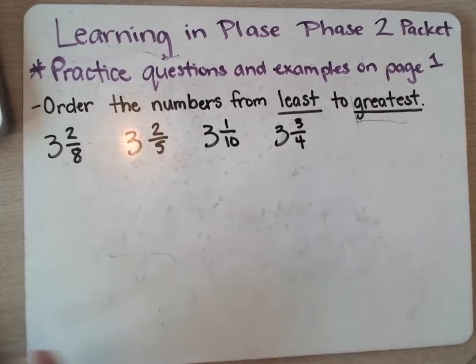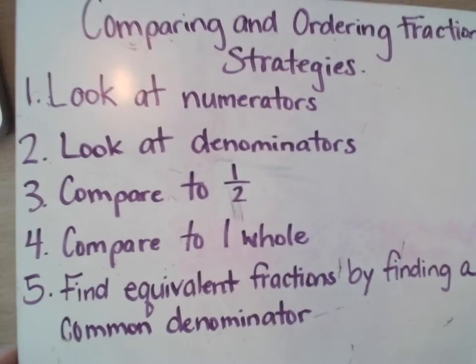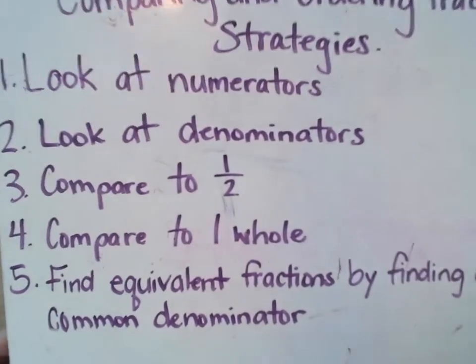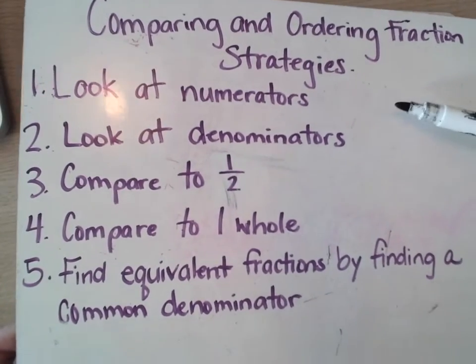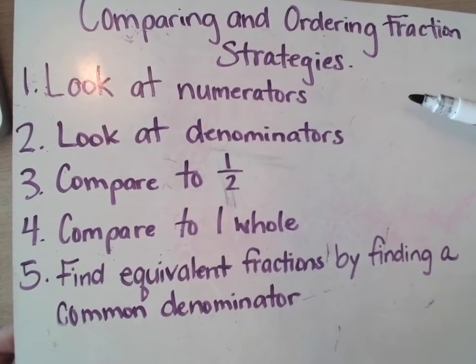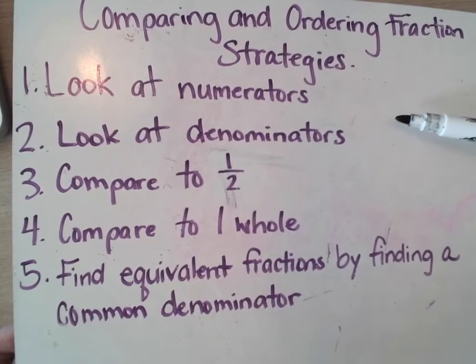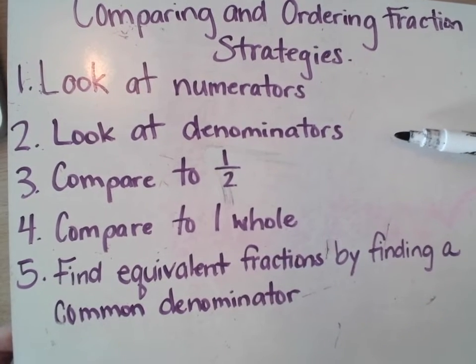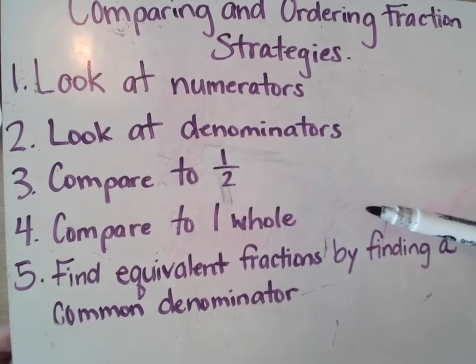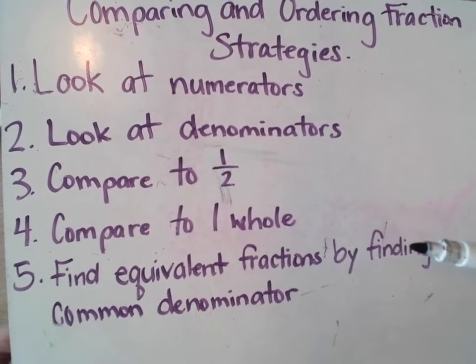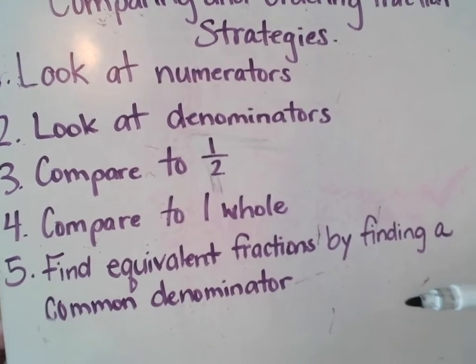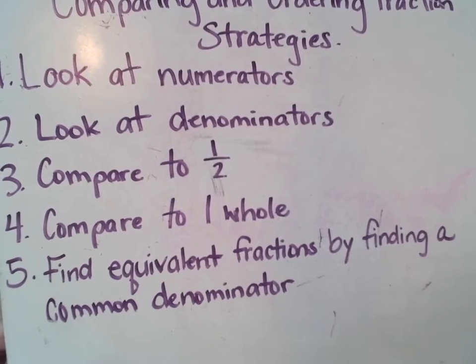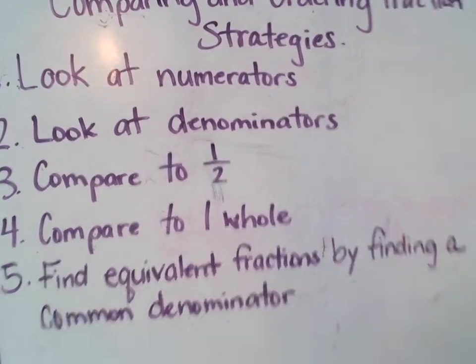So let's review our comparing and ordering fraction strategies. Here are 5 strategies you've learned this year. The first one we could do is look at our numerators, and if they're the same, you can compare the denominators. We can look at the denominators. If they're the same, you can compare the numerators. You can compare the fractions to 1/2. You can compare the fractions to 1 whole. Or you can find the equivalent fractions by finding a common denominator.